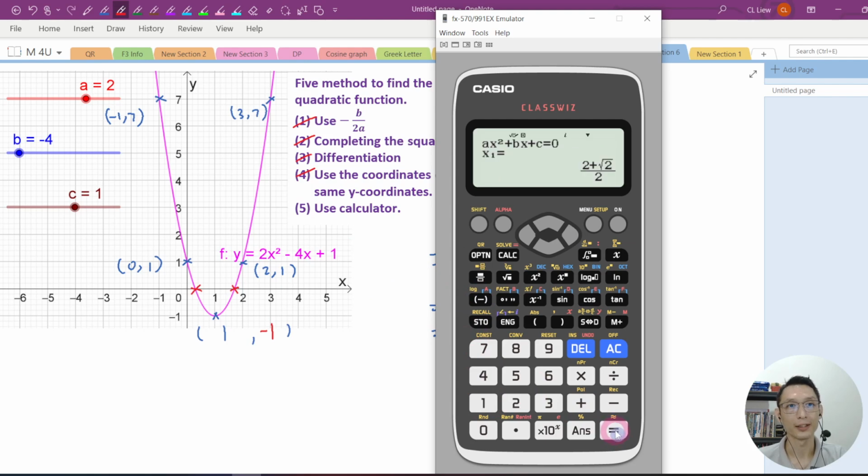Press equal. Now this is the x-intercept, and you press equal again. It will tell you that the minimum point of this function occurs when x is equal to 1 and y is equal to -1. This is another way to help us to check our answer using our calculator.